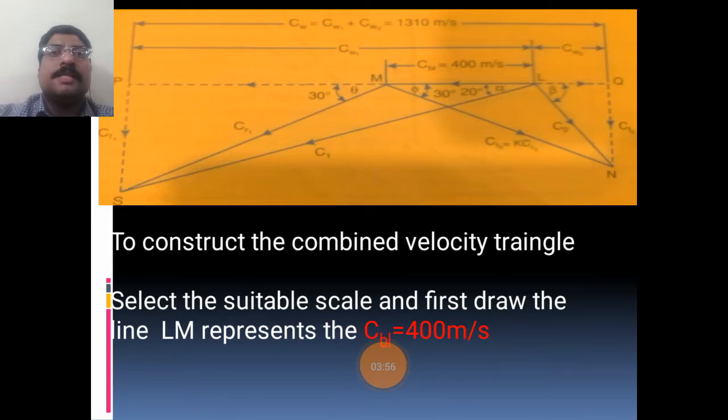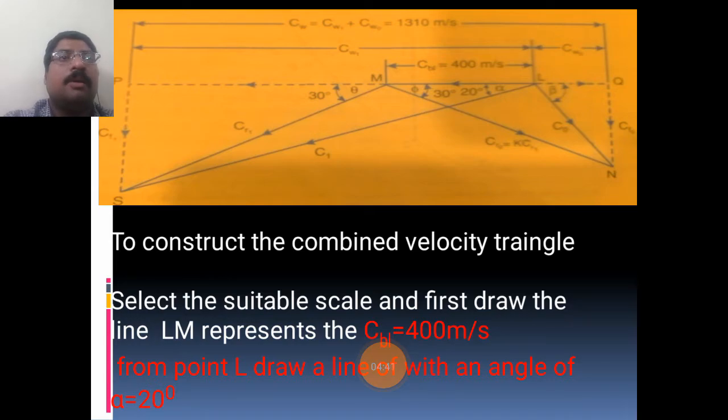Now, selecting a suitable scale, first we have to draw the linear velocity CBL, equal to 400 meter per second, represented with the symbol LM. By means of the symbol LM, we draw the CBL value. Now from point L, with nozzle angle alpha equal to 20 degrees, let us construct a line with an angle of 20 degrees. Using a protractor at point L, with an angle of 20 degrees in the negative direction, let us draw the construction line.